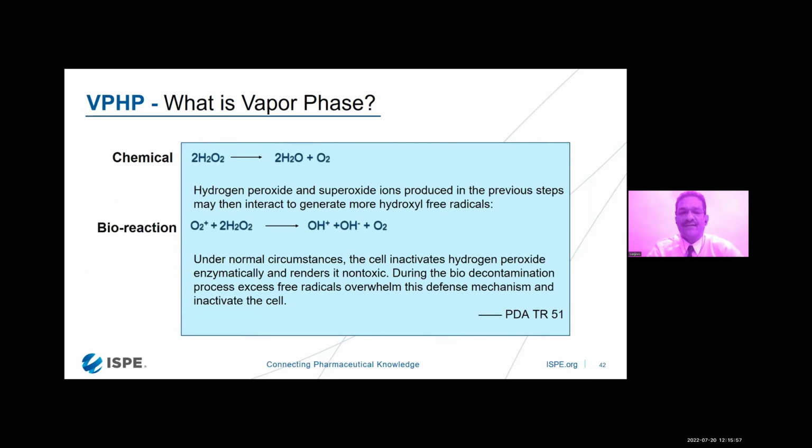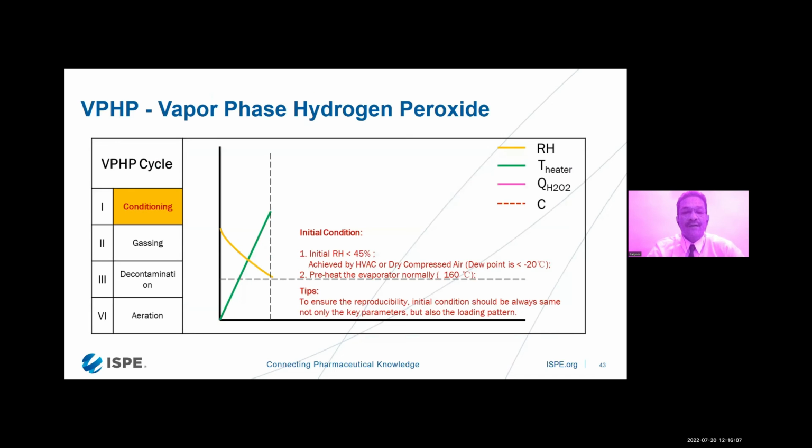It inactivates the cells, and thereby makes it non-toxic, or it does not have any activity. This will be the cycle phases of the VHP cycle. So there are 4 phases.